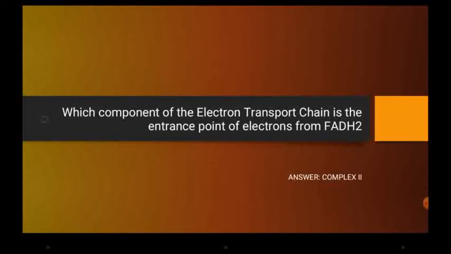Next question. Which component of the ETC, Electron Transport Chain, is the entrance point of electrons from FADH2? FADH2, that is flavin adenine dinucleotide. Well, the answer is complex number 2, also known as succinate dehydrogenase.